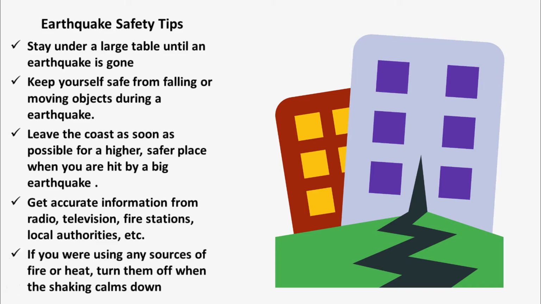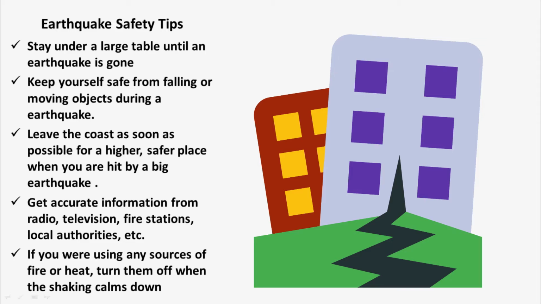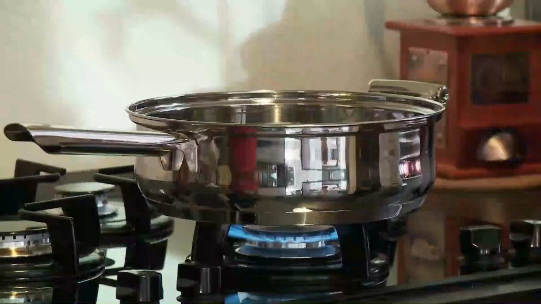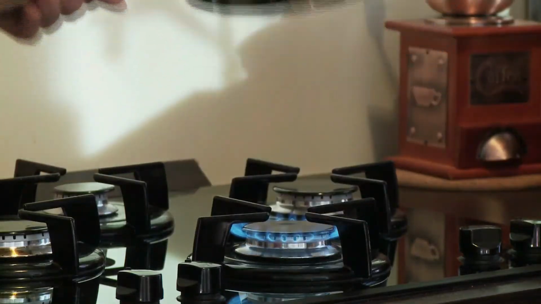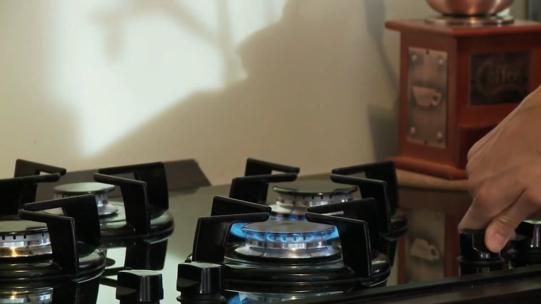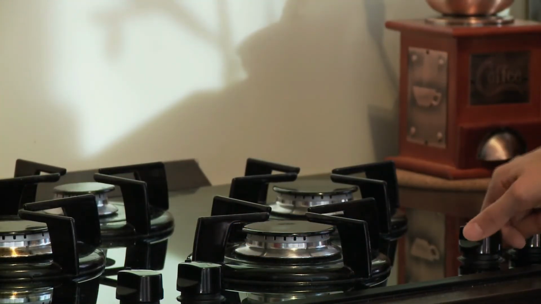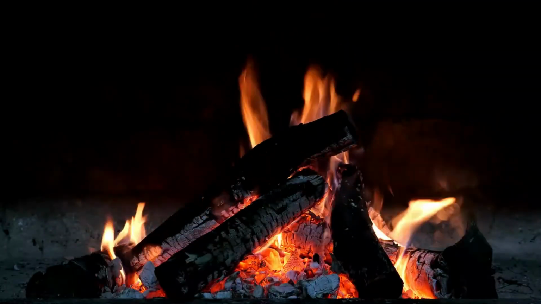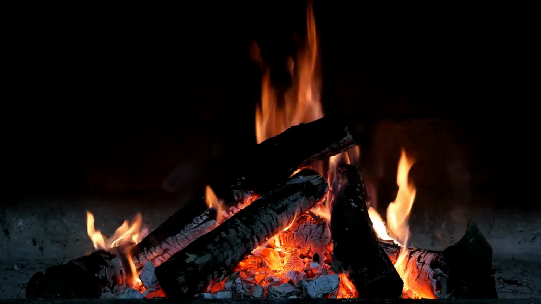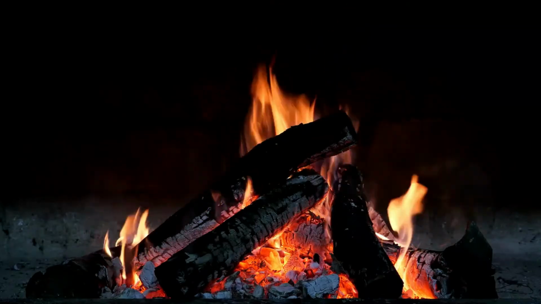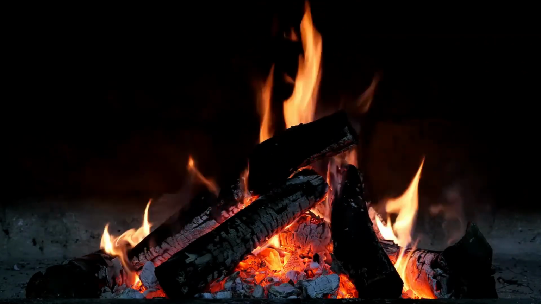The next safety tip is: if you are using any source of fire or heat, like a gas stove or any place where you have lit a fire, turn them off when the shaking calms down. It means when an earthquake comes, at that time you should turn off fire objects as well as the electric switches.